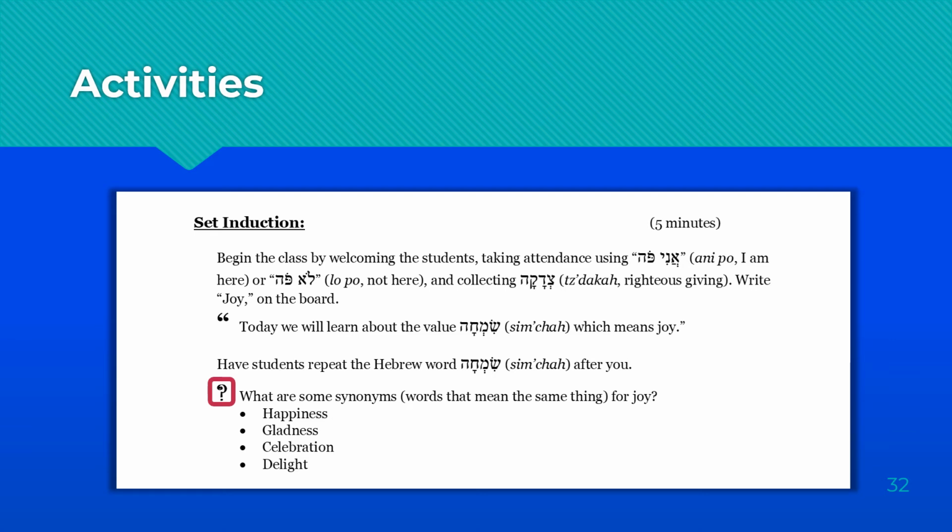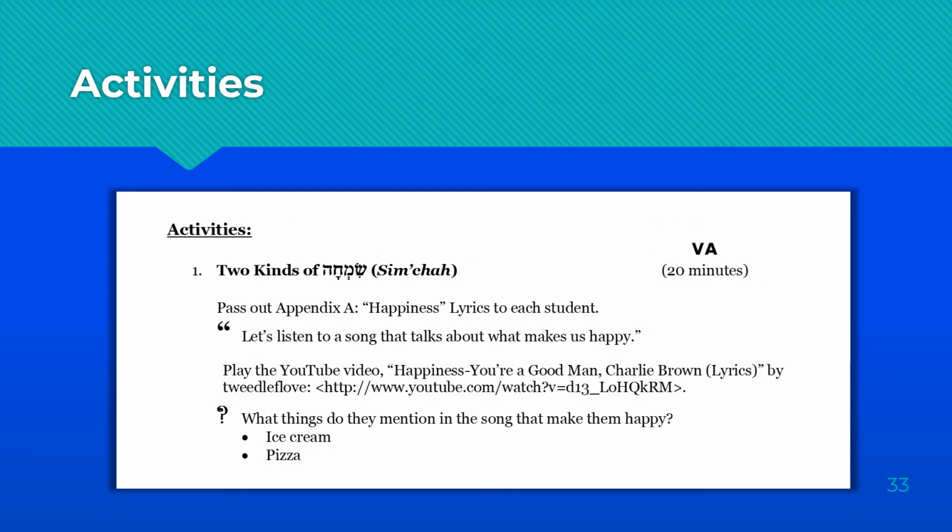Now that you're familiar with the set induction, let's take a look at what a typical ISJL curriculum activity looks like. The activities are what make up the bulk of an ISJL lesson. Most lessons have students complete 3 or 4 engaging and fun activities that help them reinforce a specific concept, in this case, the Jewish value simcha, or joy. Each lesson will list the name of the activity, its time estimate, and which learning styles this activity engages.